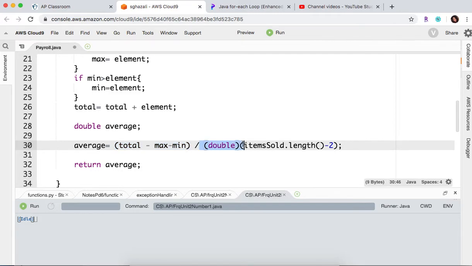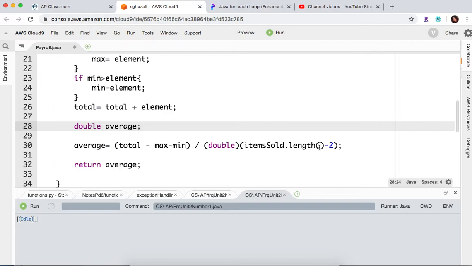Okay, so I decided to typecast my denominator. So I'm making my denominator a double so that my average itself is a double. Okay, and so how do we find the length? Well, items sold dot length would give us the length, and length is a method, so you need the parentheses.